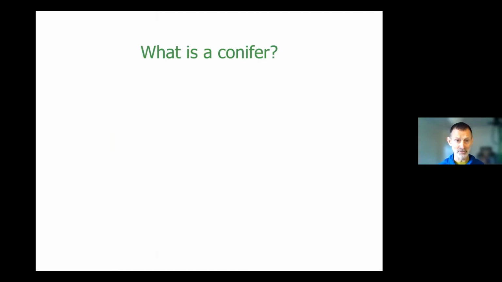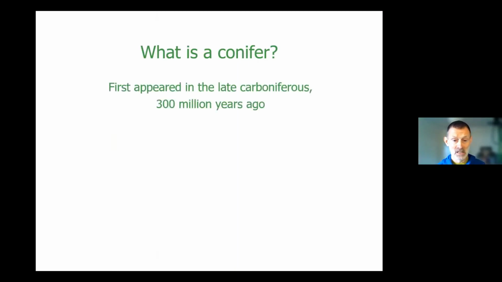So firstly, what is a conifer? Well, they're an ancient group of plants, and they've been around at least 300 million years. So they really are some of the earliest plants, and they could be considered primitive in some ways. They're technically also known as gymnosperms. So they have naked ovules. That is, they don't produce a fruit like an apple or a strawberry or something like that.